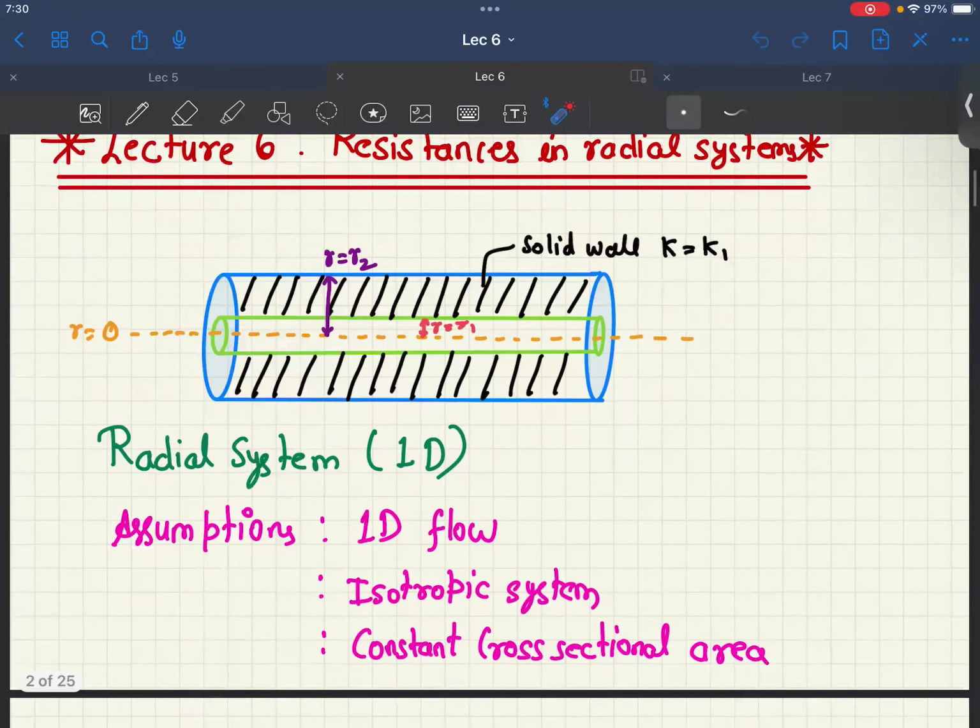So what we need to do in any heat transfer problem: first we need to calculate the temperature distribution. Second, we need to calculate the rate of heat transfer, and third, we need to calculate the flux of heat transfer. Okay.